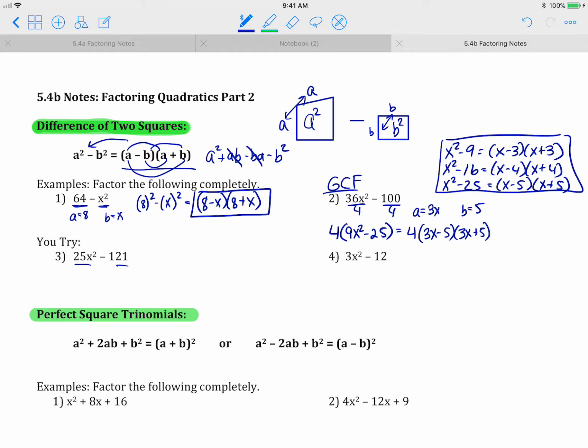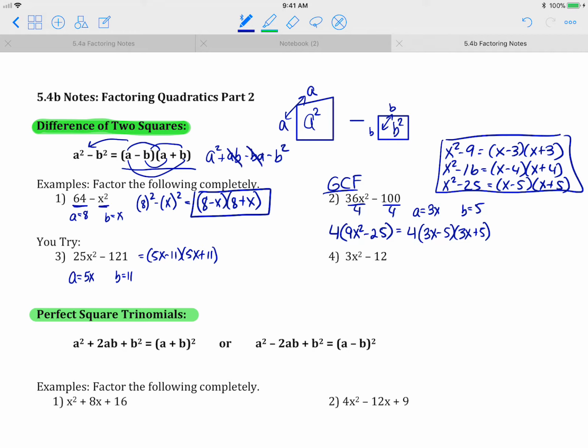Nope. So we are going to go ahead and just break it down. We know that a number that we could square to get 25x squared is 5x, and a number that we could square and get 121 is 11. So I'm just going to go ahead and put 5x minus 11, 5x plus 11. And it doesn't matter where you put the plus or the minus. I'm just putting the minus first because that's what the formula on the notes says. But if you did plus first and minus second, it's not going to matter.